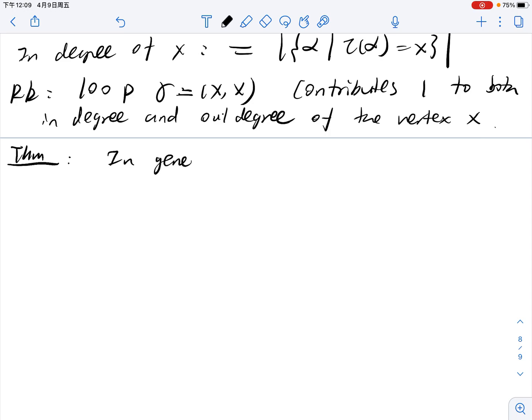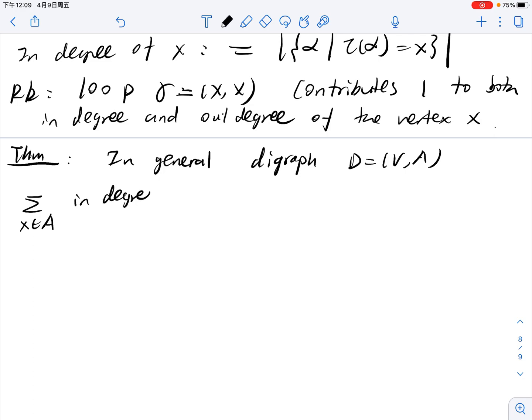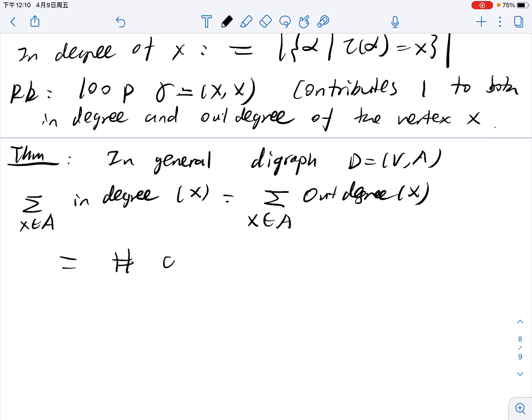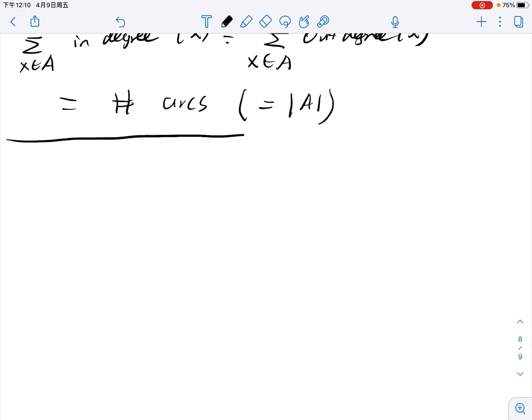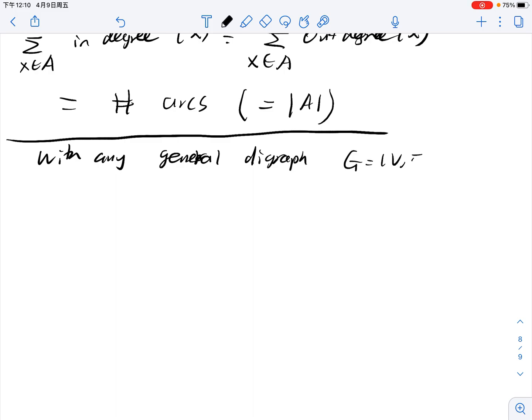Theorem: in a general digraph, the sum of the in degrees of x is the same as the sum of the out degrees of x, and is the same as the number of arcs, or in other words, the cardinality of the set A. Okay, and then with a general digraph, we can associate each arc with a weight as well.